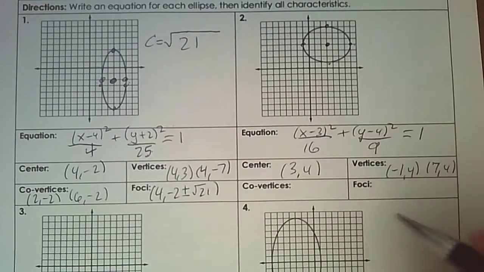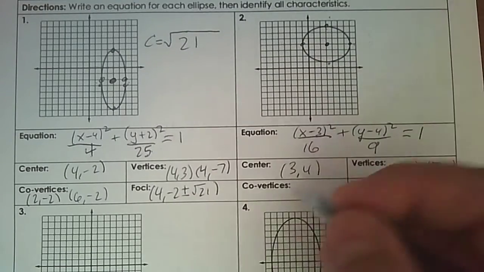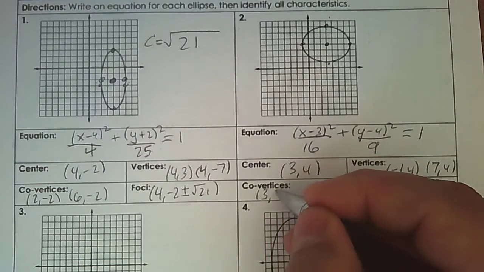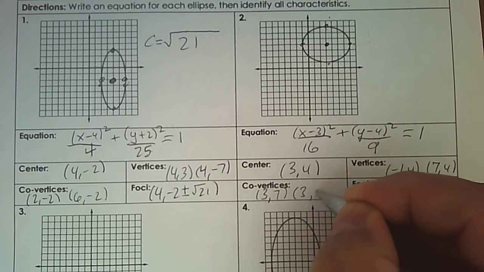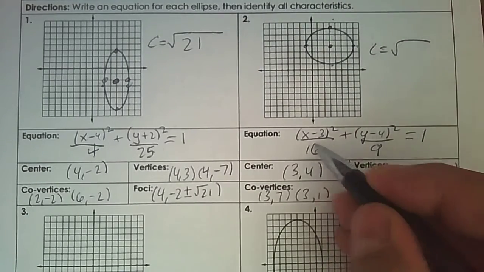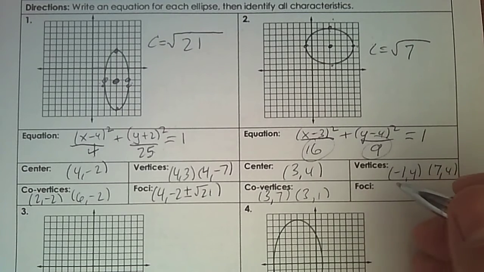This is an 8 by 8, these grids. The minor, top and bottom, so that would be (3, 7) and (3, 1). And the foci, so if I take and subtract, that's the square root of 7. And make sure it affects the x coordinate. So the center, 3, the x coordinate plus or minus root 7, and then 4.